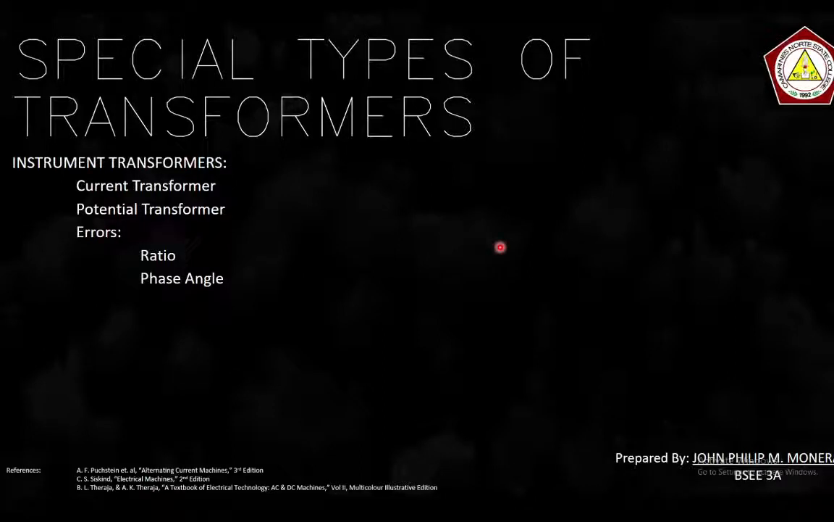So, good day. Ang topic ko ngayon is tungkol sa special types of transformers, in which ang discuss ko is dalawang types ng instrument transformer, which is the current transformer and the potential transformer. And i-discuss ko rin yung calculation ng errors ng dalawa, which is their ratio error and the phase angle error.